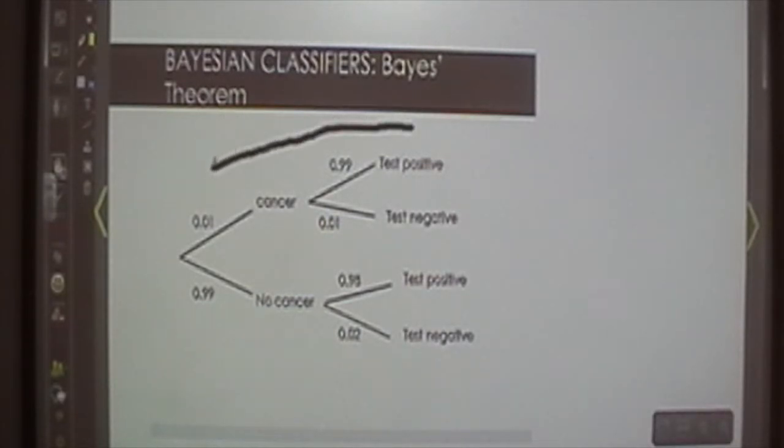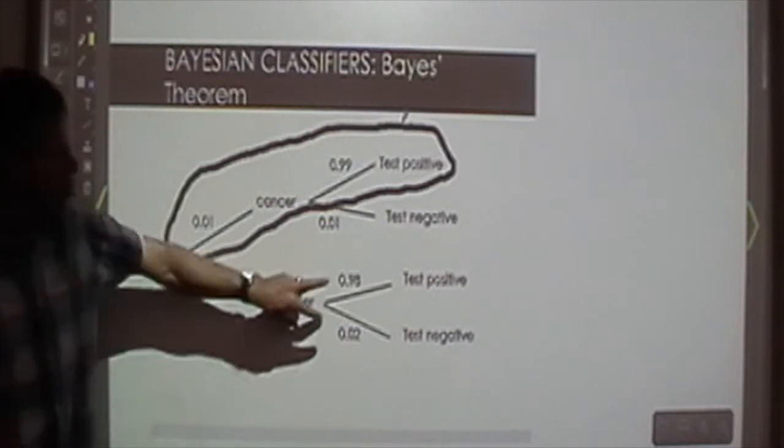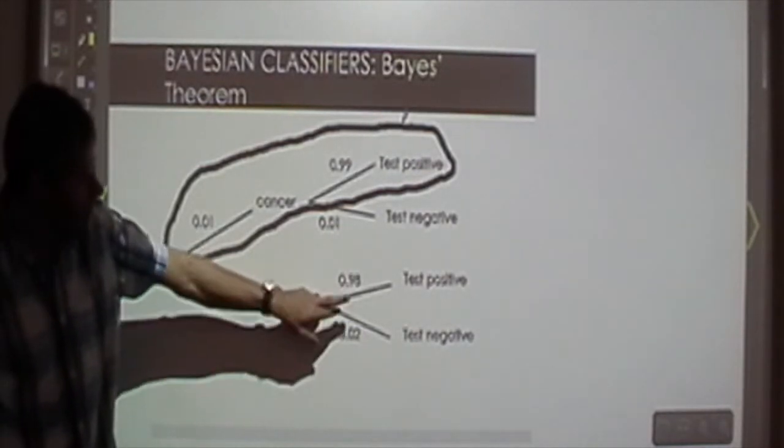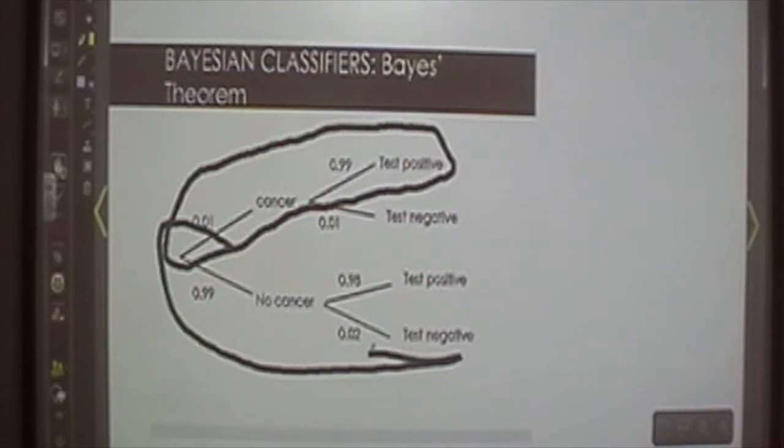So here's one possibility for testing positive. I think you have a little typo in the next tab in the tree. When no cancer tests positive, it's 0.02. Oh, those are switched. Yeah, those should be switched. Okay. And then the other possibility, you know that you ended up on one of these two paths down here.